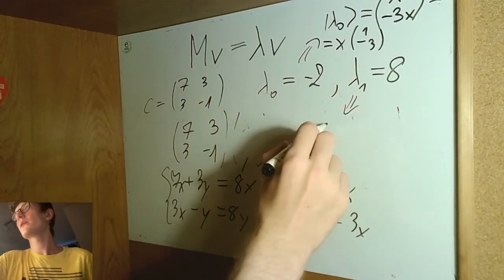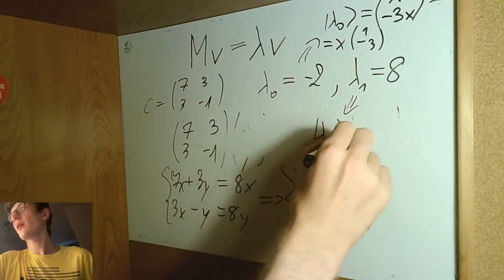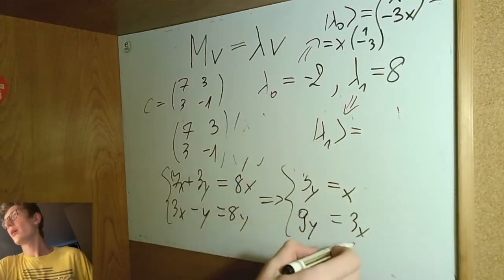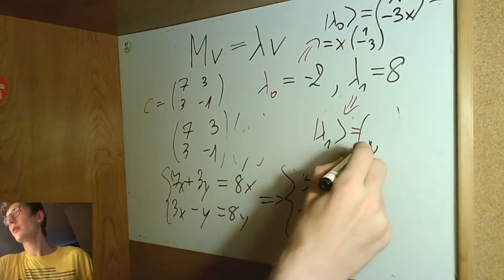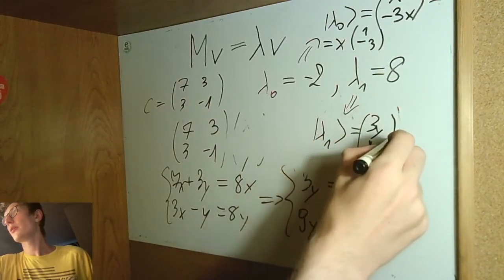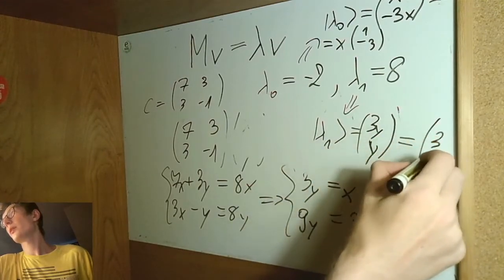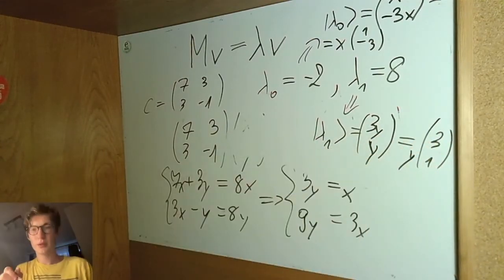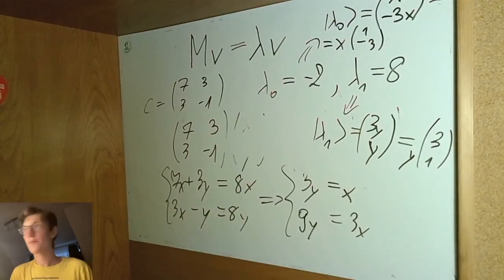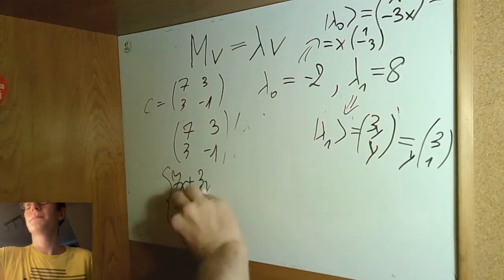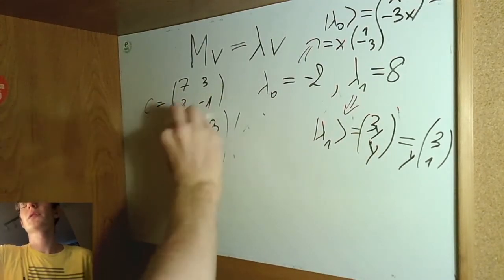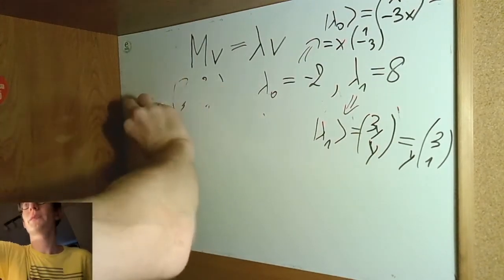We write this as x equals 3y, right? So we can write y here and 3y here. So we get some 3 and 1 and y in front of this vector. So this is the general form of eigenvectors for this eigenvalue.